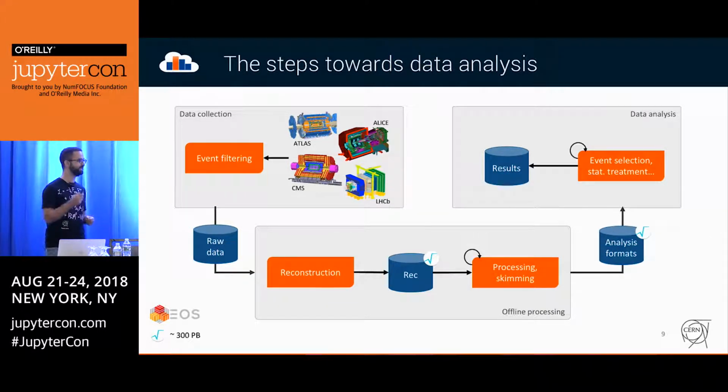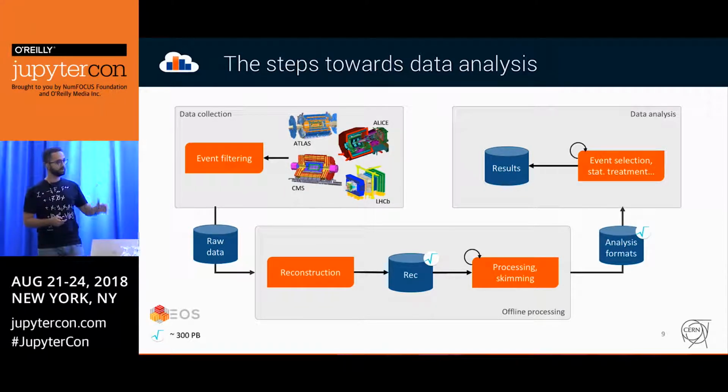But not all of this data is relevant, and it's such a large amount of data that only a few of this data is really stored, because we do event filtering right out of the detectors, both by hardware and software. And only then we store this data in our storage system, which is called EOS. I will mention a bit about it later. And then it goes through all this pipeline.